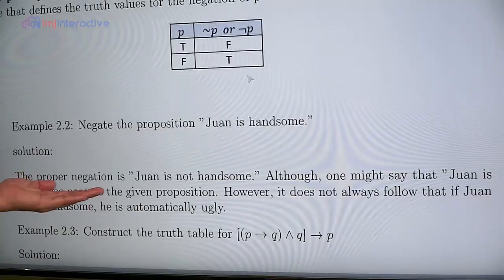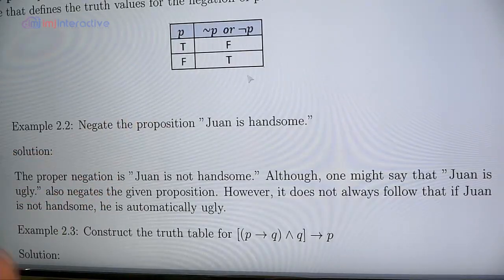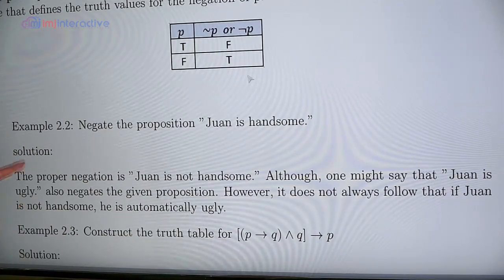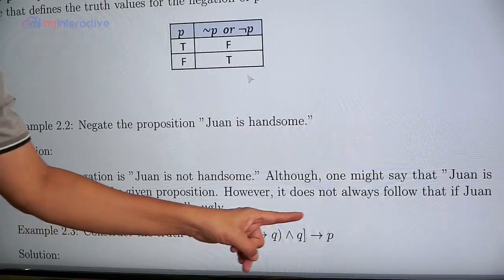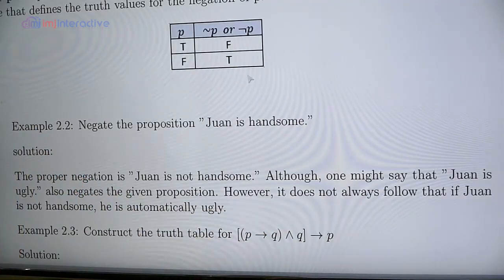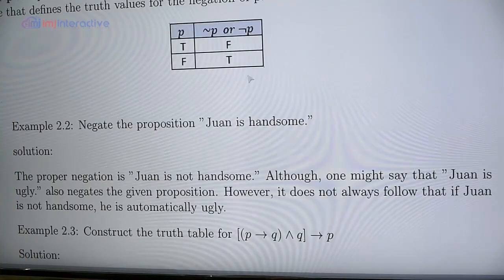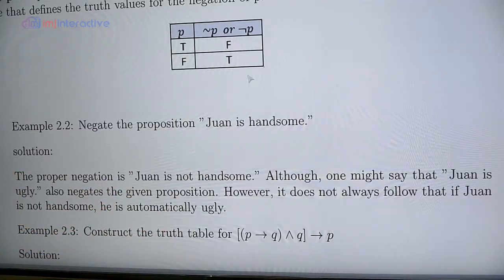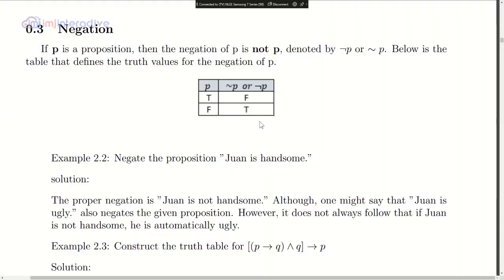Now, let's go to the negation of one is handsome. Although one might say that one is ugly also negates the given proposition, it does not always follow that if one is not handsome, he is automatically ugly. So, to be safe, this is the proper negation of one is handsome. The proper negation of one is handsome is one is not handsome.